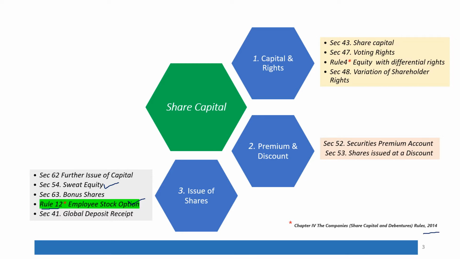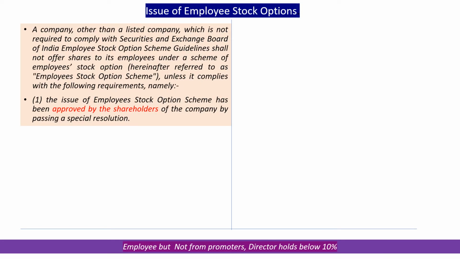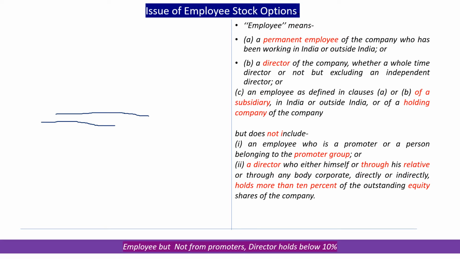Let's have a look at it. A company can issue shares as employee stock options approved by shareholders. Once again, because when you issue additional shares, the shareholders existing will be affected. Therefore, they should pass a special resolution. To which employee? He has to be a permanent employee. He could be a director, but he cannot be an independent director. And he could be an employee of a subsidiary.